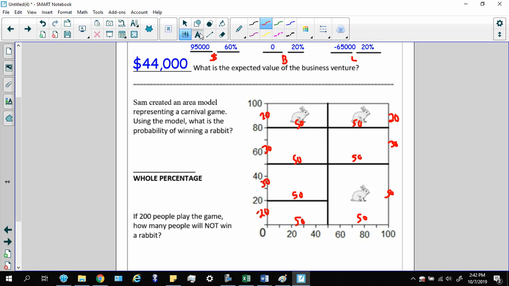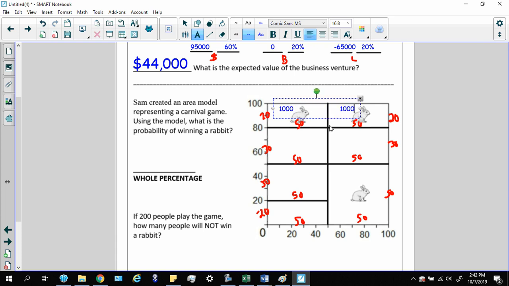All right. Let's put some numbers on here. So this ends up being 1,000. This ends up being 1,000. This ends up being 1,500. This is 1,500. Just multiplying base times height. 1,500. 2,500. 1,000. All right.